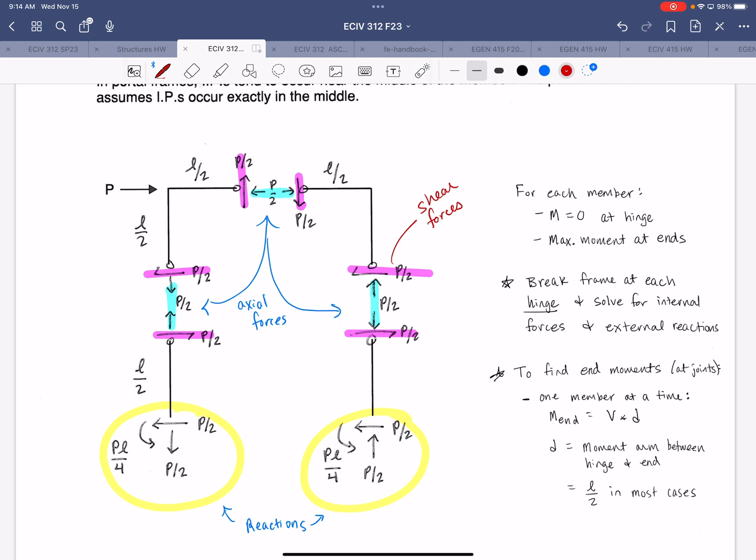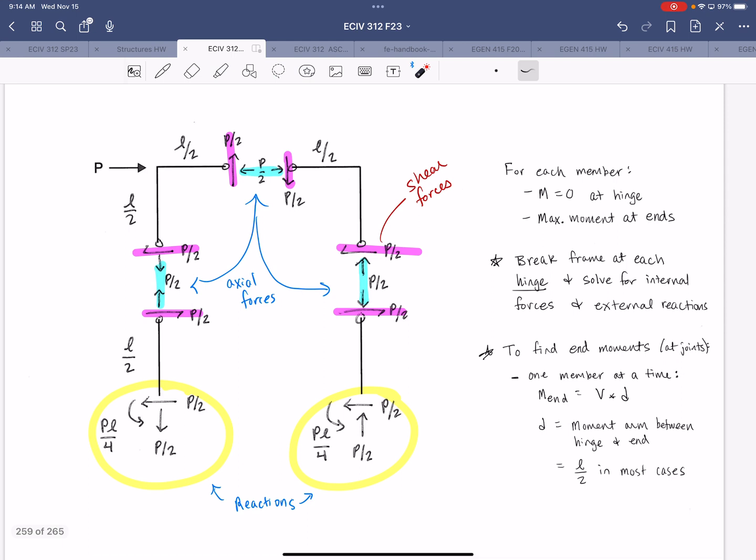reactions. But we're also going to be interested in knowing what are the end moments at the rigid joints, right? Because even though we know the moment will be 0 at these hinges, which we are placing at mid-span, they're not going to be 0 at those rigid joints, right? Because those rigid joints have to transfer a large moment from the beam to the column and so on. So over here, I summarize the information related to moments. All right, we know moment is 0 at the hinge. We're going to have a maximum moment at the ends of each member.